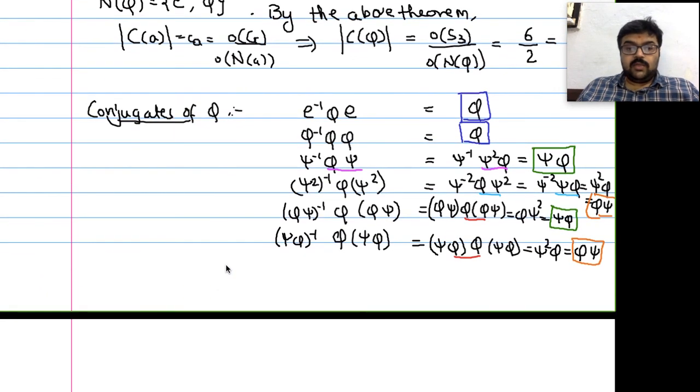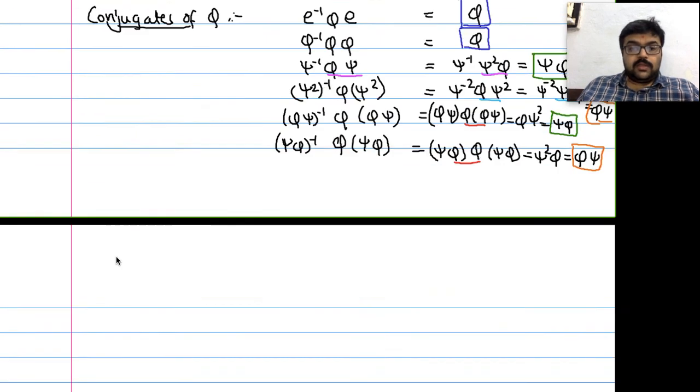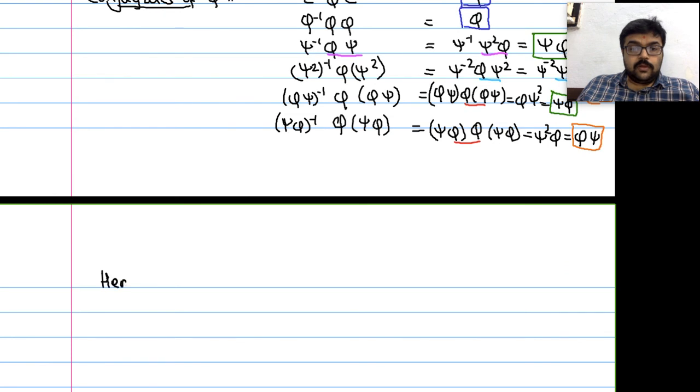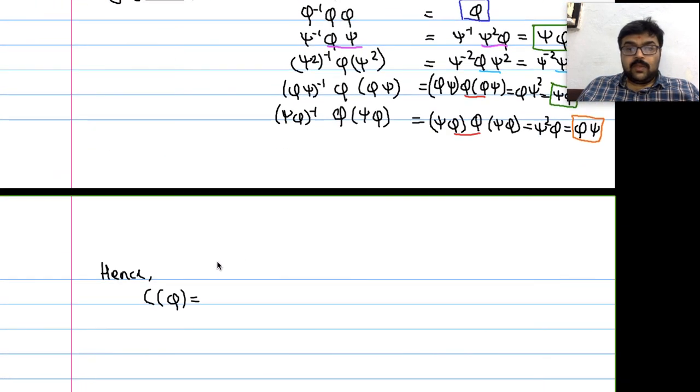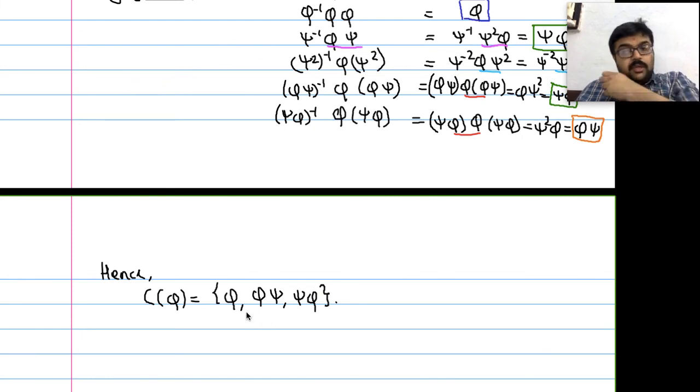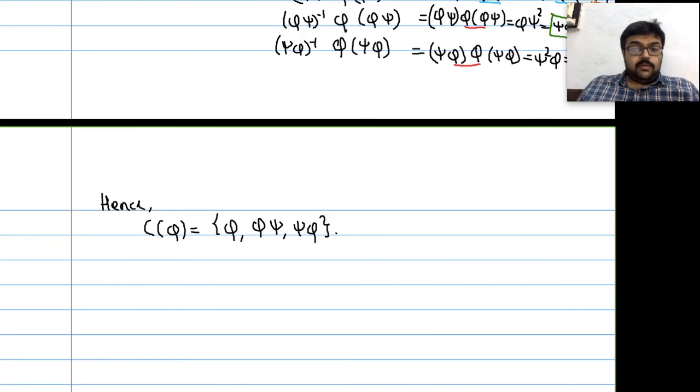So what is the conjugacy class? I can write C of phi. So hence C of phi equals 3 elements: phi, phi psi, and psi phi. So these are the 3 elements. As we expected, we are going to get 3 elements, and it is precisely these 3 elements. Now comes the case of 6 elements, A equal to psi.